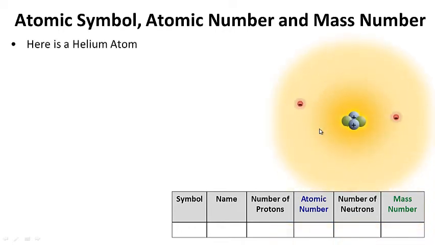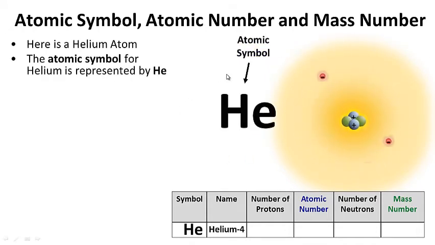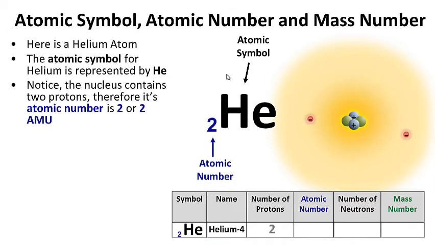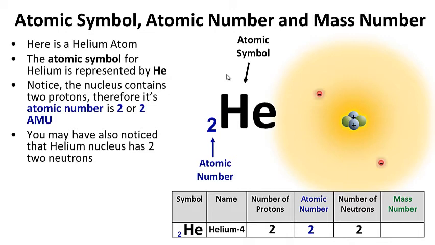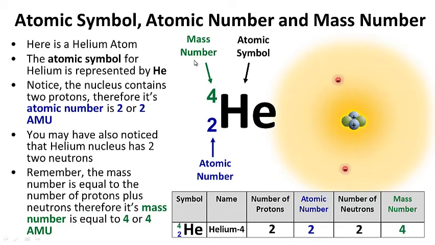So let's consider a helium atom here. Look at its nucleus. The atomic symbol for helium is represented by He. Notice the nucleus contains 2 protons, therefore its atomic number is 2, or 2 AMU. You may have also noticed that the helium nucleus here has 2 neutrons in it. Remember the mass number is equal to the number of protons plus neutrons, therefore its mass number is equal to 4. So 1, 2, 3, 4: 2 protons and 2 neutrons here.